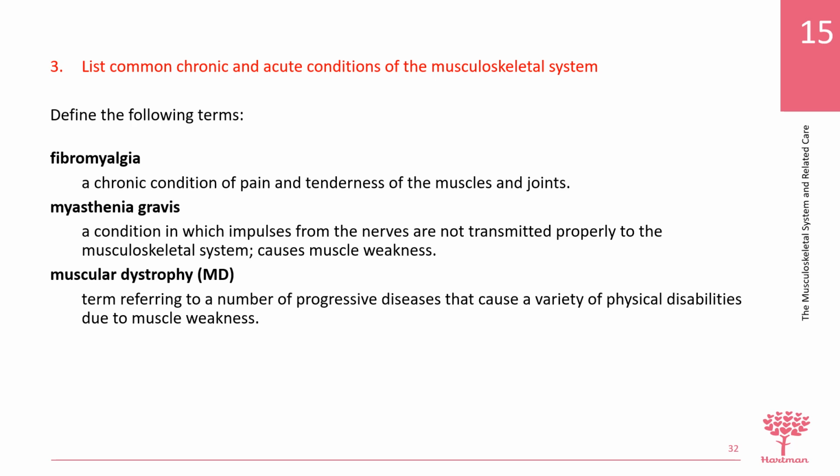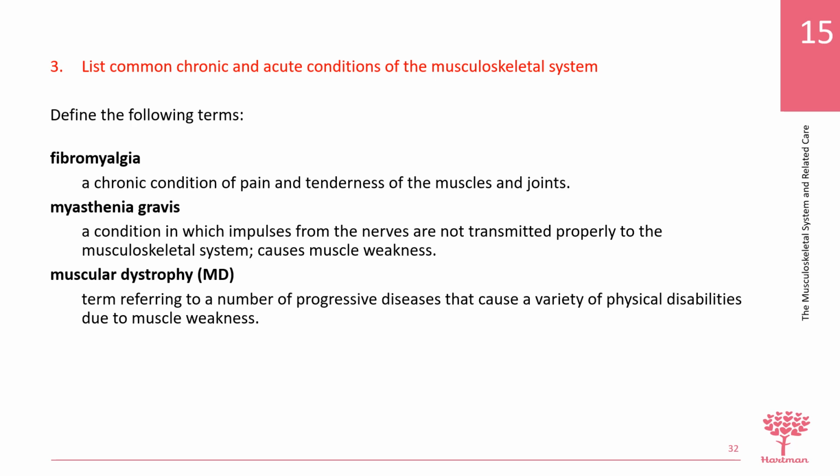All right, so now let's look at some of the chronic musculoskeletal disorders. So, what we just looked at was a little bit more acute, short term in nature. Now, chronic conditions is something that's a little bit more long lasting. So, here's a couple definitions here. Fibromyalgia. Anytime you see the word mya, we're talking about muscles, and algia is more so pain. So this is a chronic condition of pain and tenderness of the muscles and joints.